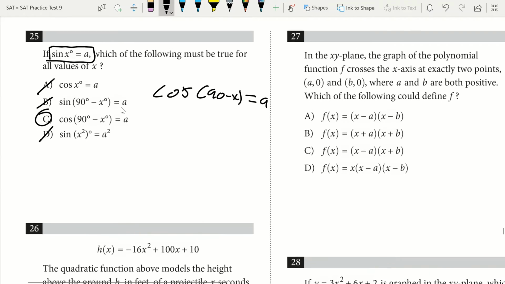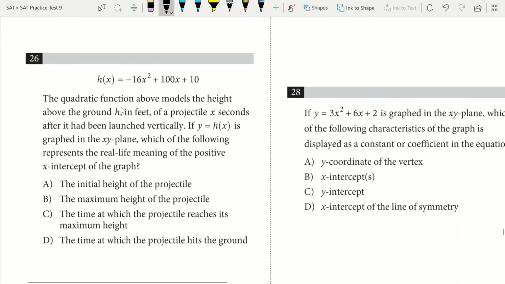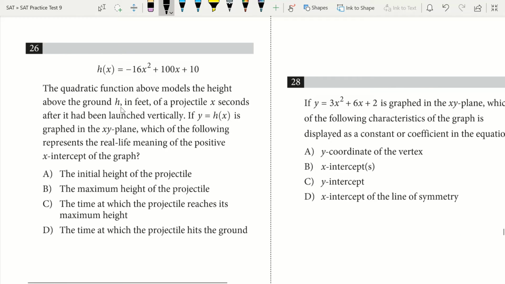Alright, moving on, I've got question 26. h of x equals negative 16x squared plus 100x plus 10. The quadratic function above models the height above the ground h in feet of the projectile x seconds after it had been launched vertically. If y equals h of x is graphed in the xy plane, which of the following represents the real meaning of the positive x-intercept of the graph? Alright, the positive x-intercept of the graph is where the height is 0. Okay, so after it's launched, when it falls back to 0, that's our positive x-intercept. So that is not the time at which the projectile reaches its maximum height, but the time at which it hits the ground, right? The height is 0 at that point. So our answer is D.